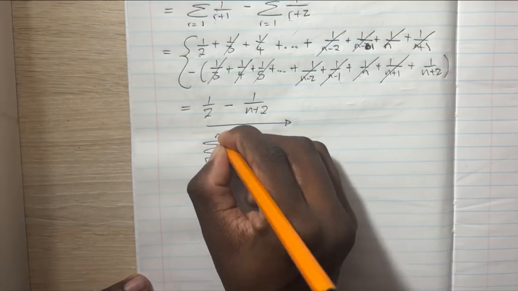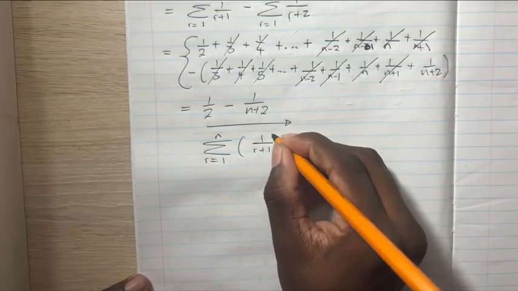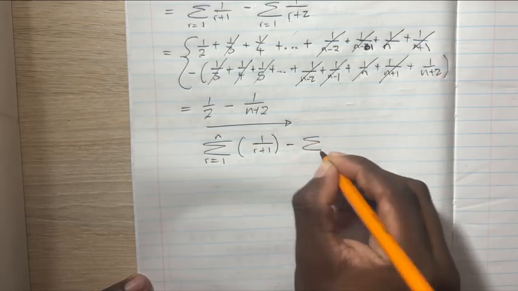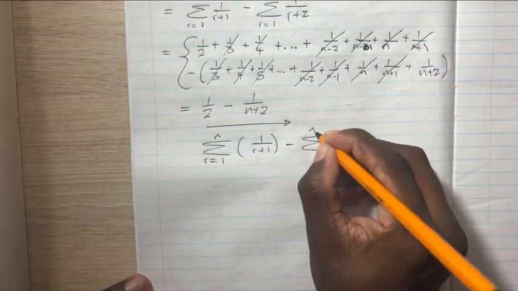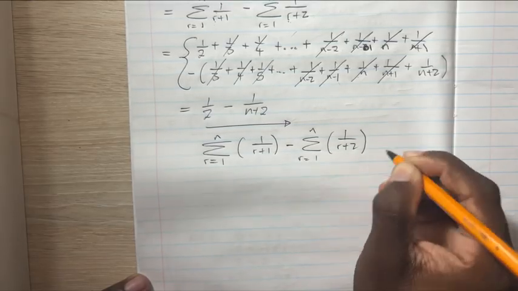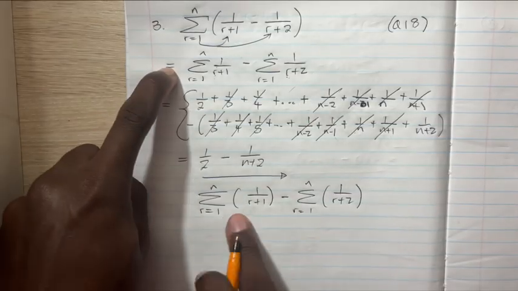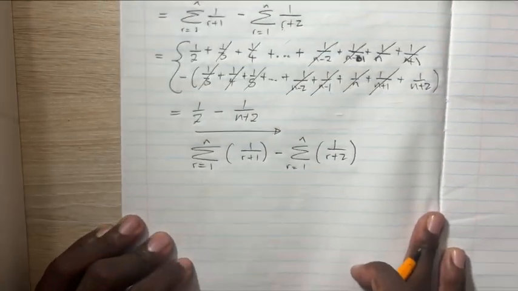Sum from r equals 1 of 1 over r plus 1, minus sum from r equals 1 of 1 over r plus 2. Right, this is this step, right, with the summation sign distributed.